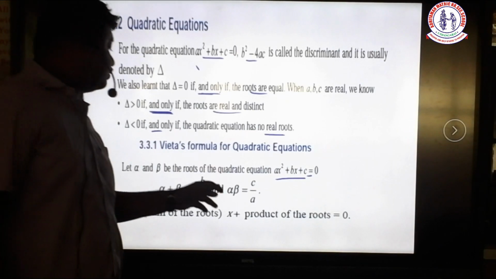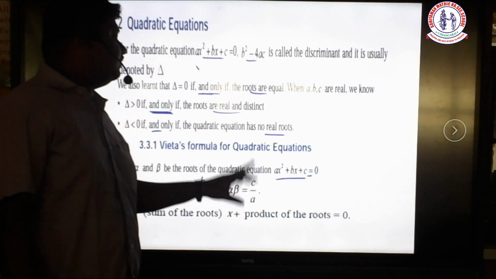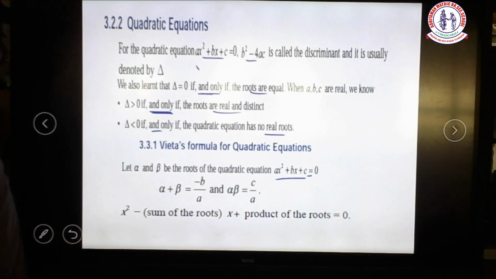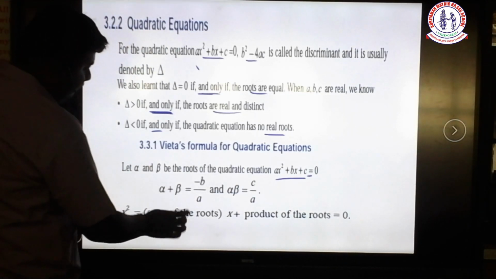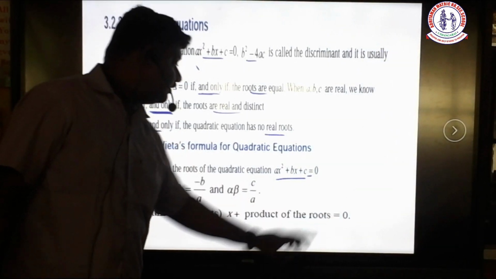The next step is the product. If you take the product alpha beta, you get c by a. Plus, minus, plus, so we put c by a. We already know the formula: x square minus sum of the roots into x plus product of the roots is equal to 0.